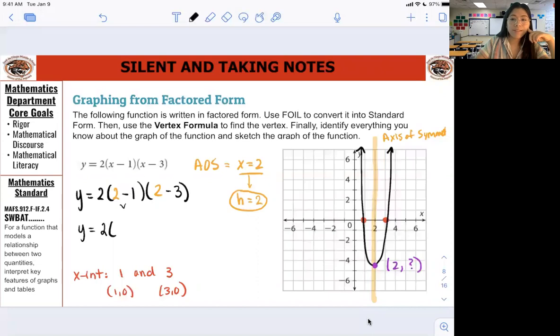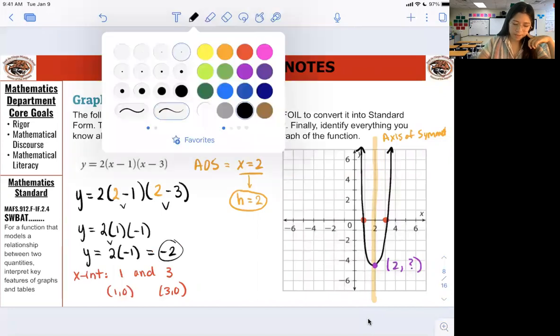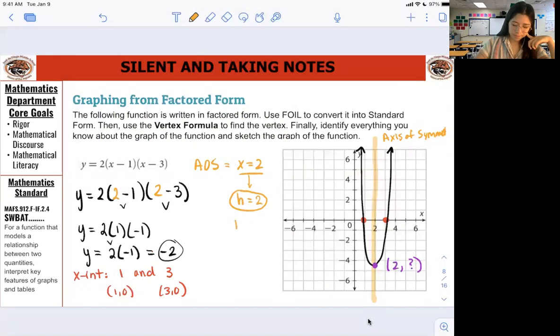2 minus 1? 1. 2 minus 3? Negative 1. All right. 2 times 1 is 2, and 2 times negative 1? Negative 2. There's my k value. So with just a couple of steps, I know my vertex is at (2, -2).